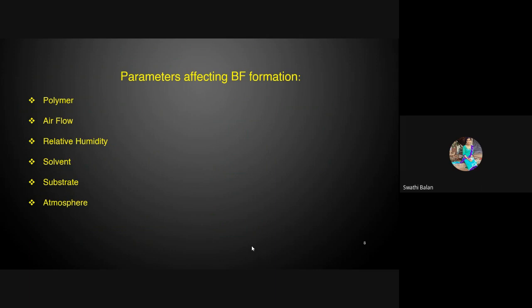Relative humidity. In water vapor, high humidity is beneficial for the formation of ordered breath figure films. No ordered pores can be generated when the relative humidity of the environment is too low. But the threshold value actually depends on the properties of the solvent, of the polymer, and any other additives which we use. Solvent. Volatile solvents such as chloroform, carbon disulfide, toluene are used to provide evaporative cooling of the substrate.